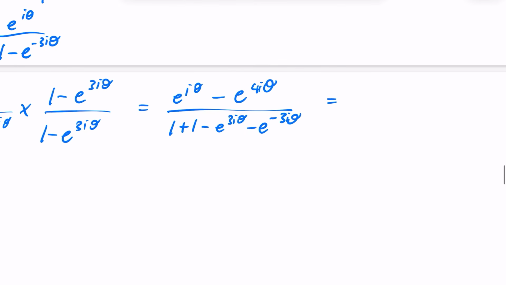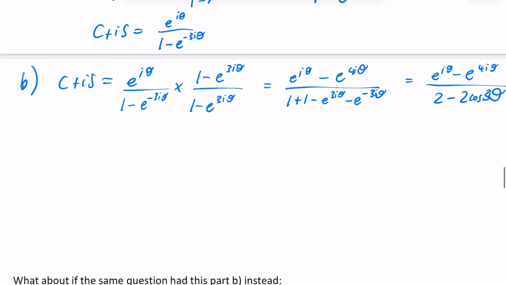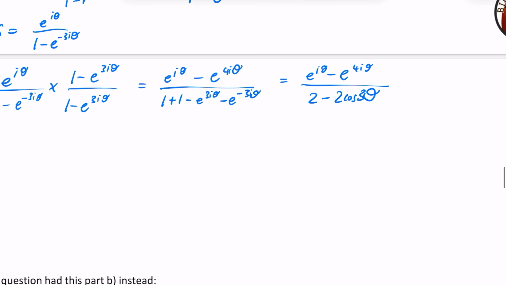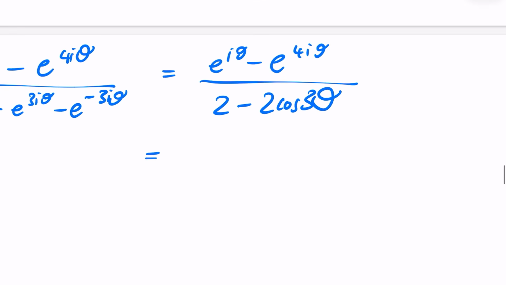So we end up with (e^(iθ) − e^(4iθ)) over (2 − 2cos3θ), like this. So I'm going to try and find out what the cosine part is by finding just the real part. If I'm going to try and find the real part, I'm now going to do something I didn't do in the previous part, which is to write these in their trig form that we're looking for.